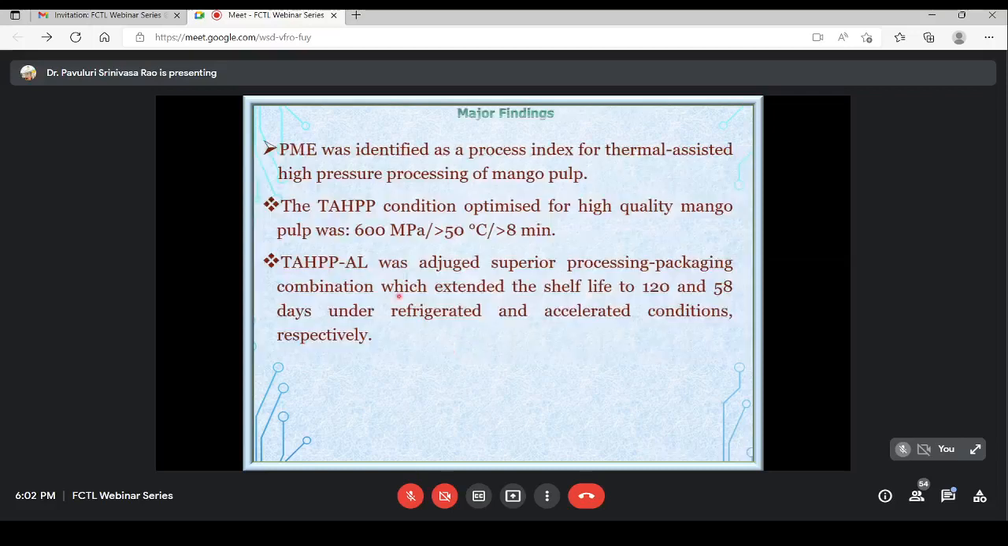You can see here that PME was identified as the process index for the thermal assisted high pressure processing of mango pulp. The conditions are 600 megapascal, 50 degrees, and about 8 minutes. Okay.